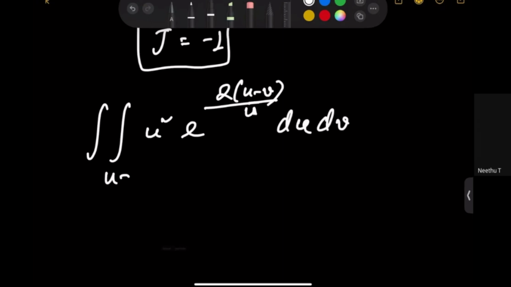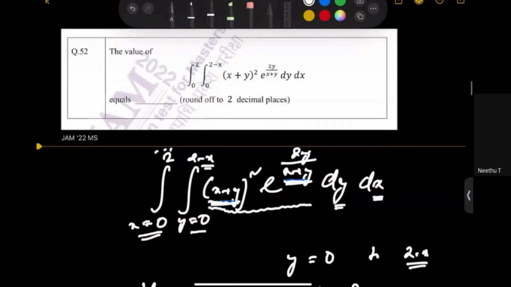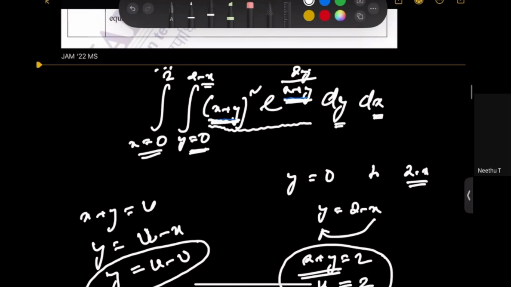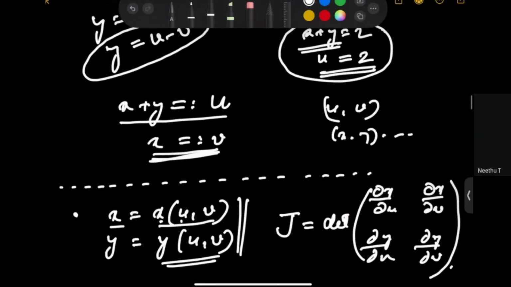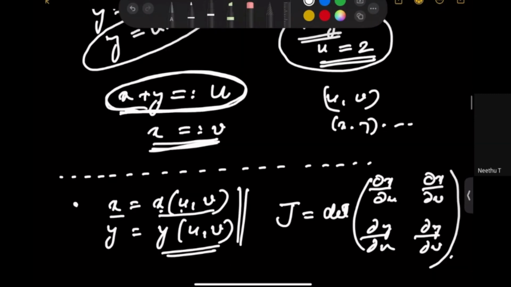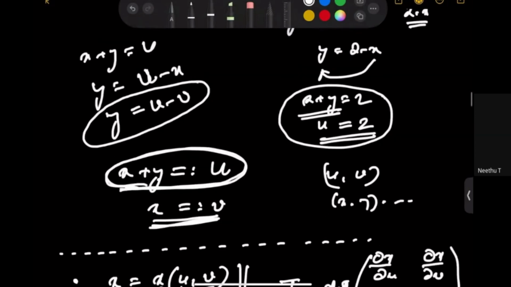So the limits of u, and the limits of v. Now to find out the limits, let's look at the limits of the original integral. The limits were y going from 0 to 2 minus x. So if you put y equal to 0 in this substitution, then you get y to be, okay, maybe I'll just write here.